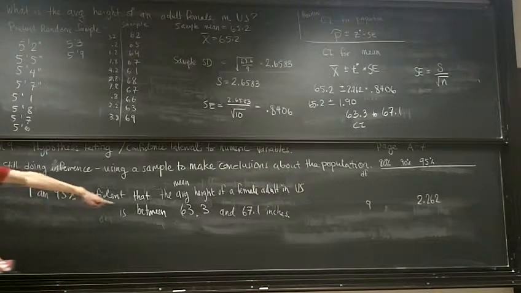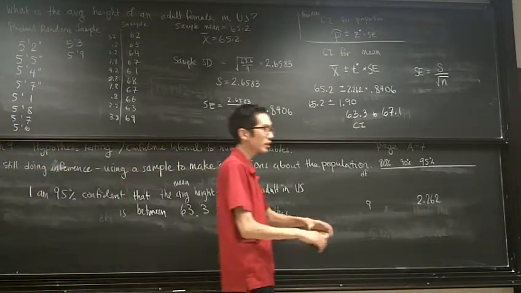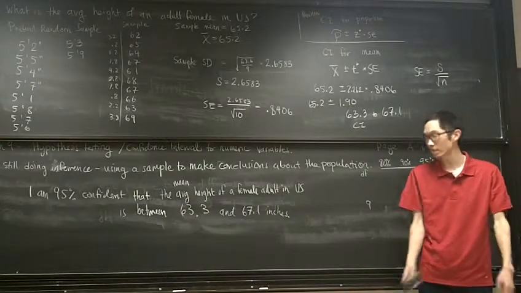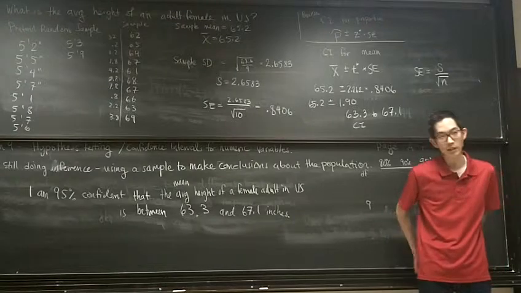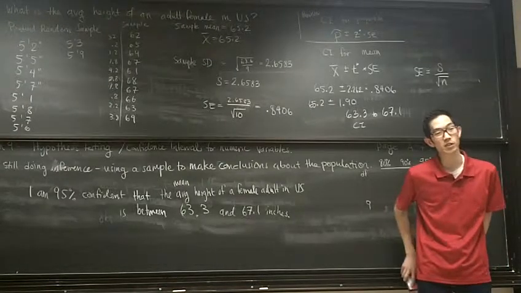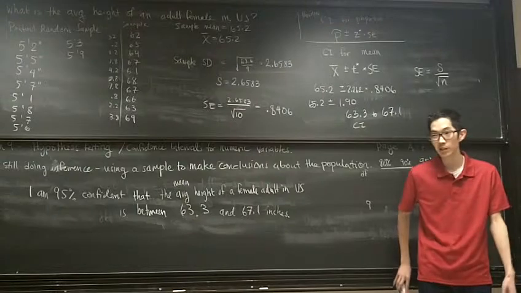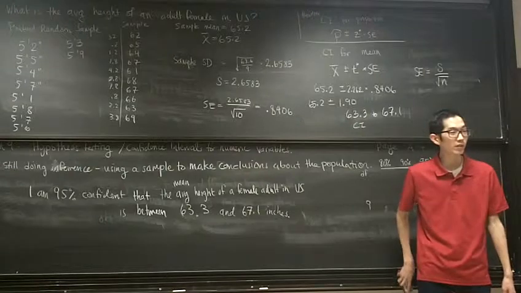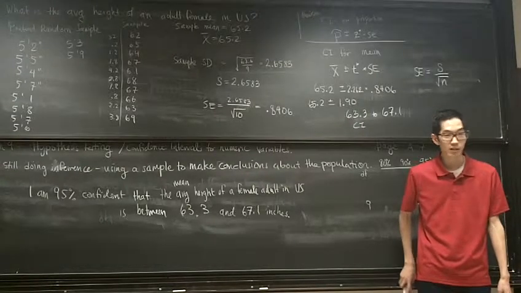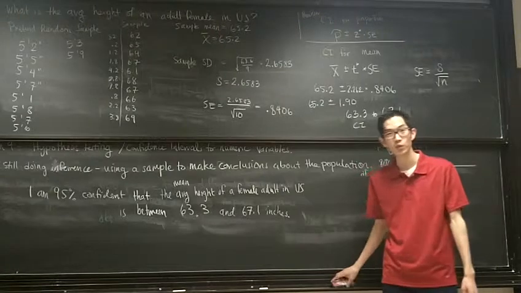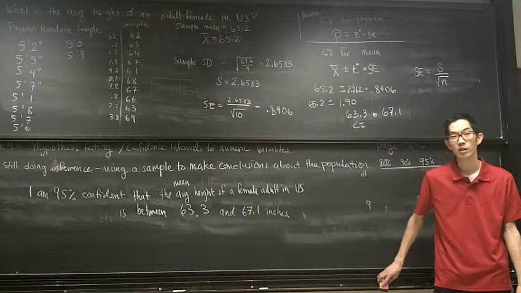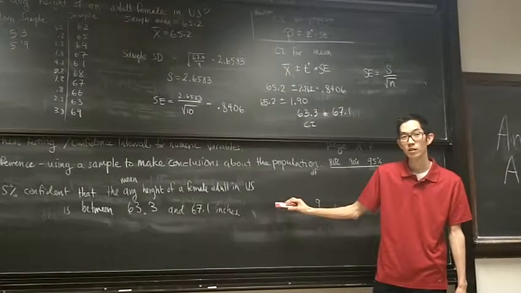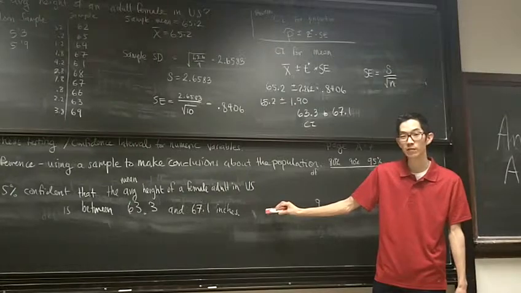All right, based on my interval, let's say we asked the question, what is the average height of a female in the U.S.? And someone said, I think the average height of a female in the U.S. is 5'8". Okay, so that's 68 inches. What would we say, do we say we have evidence for that or against that? Okay, we say we have evidence against that because 5'8" is not inside our confidence interval.